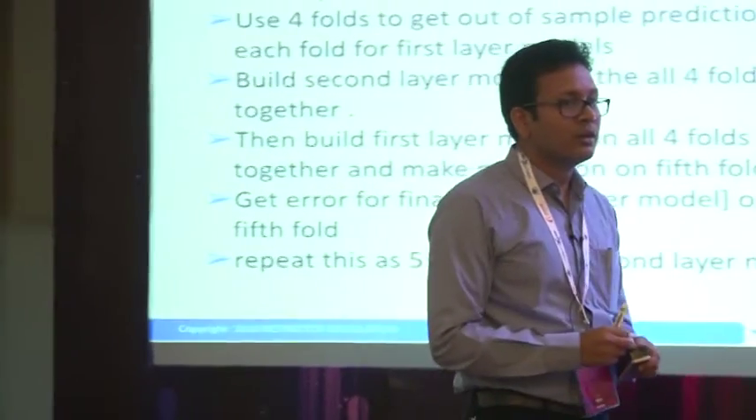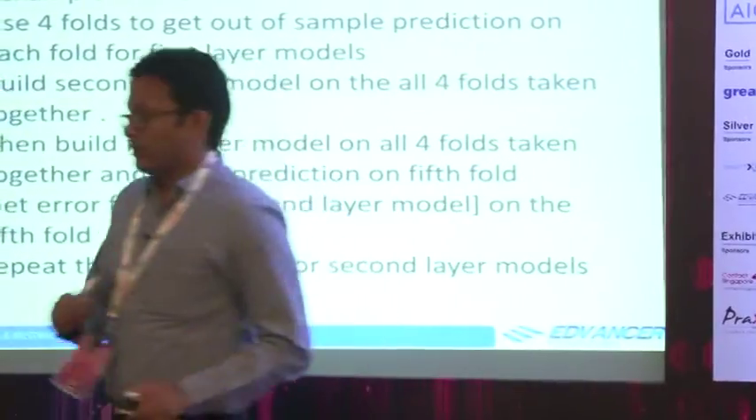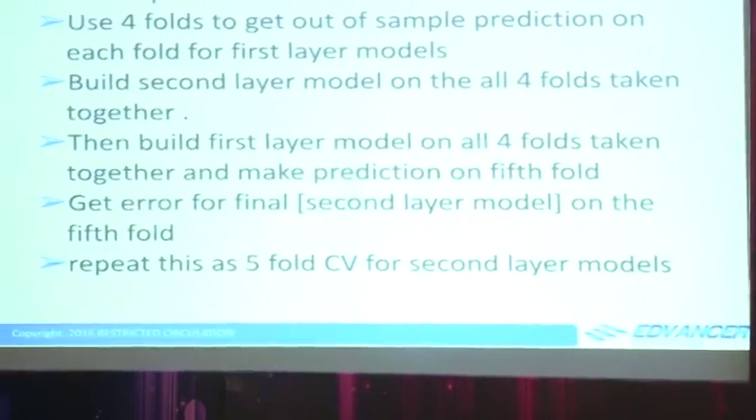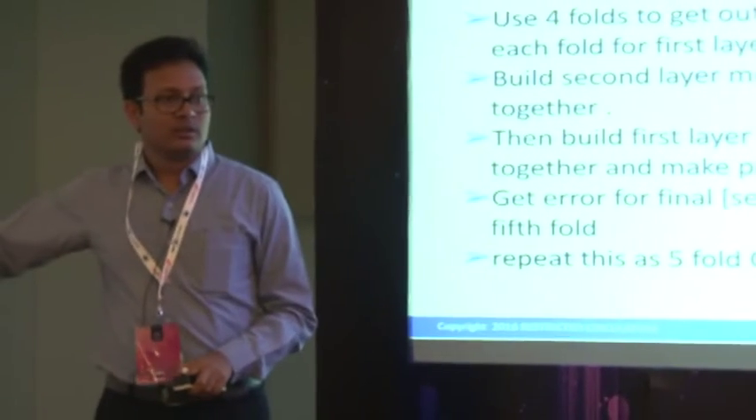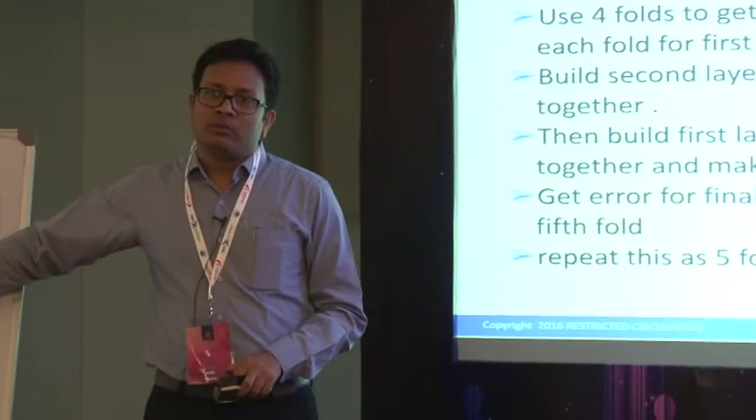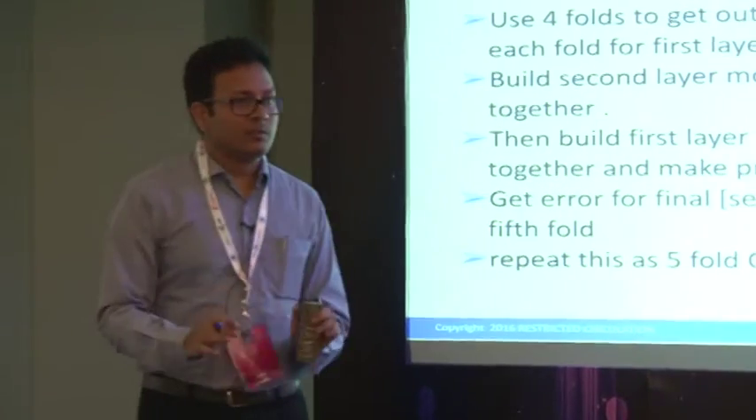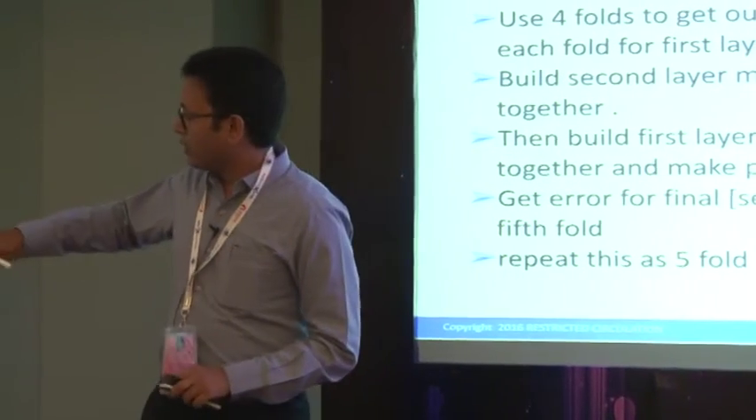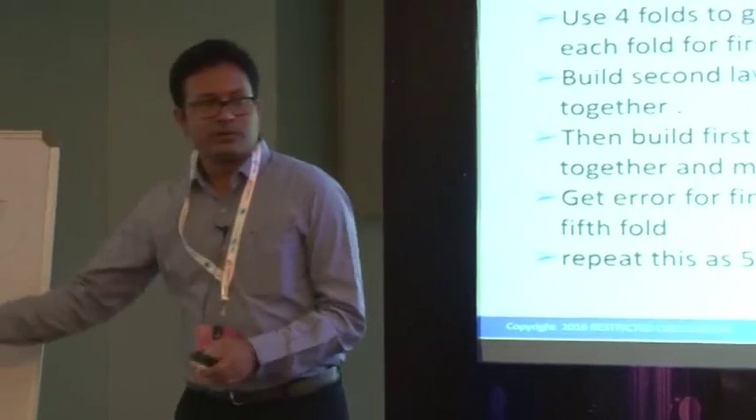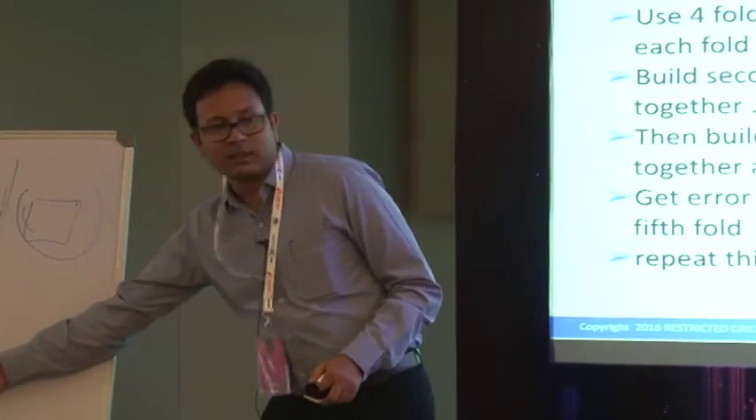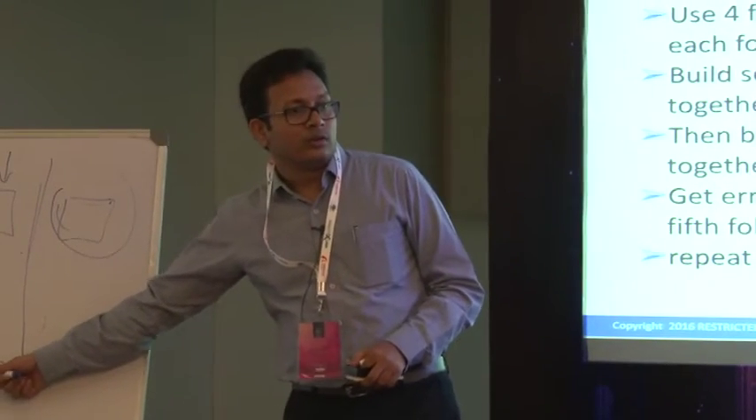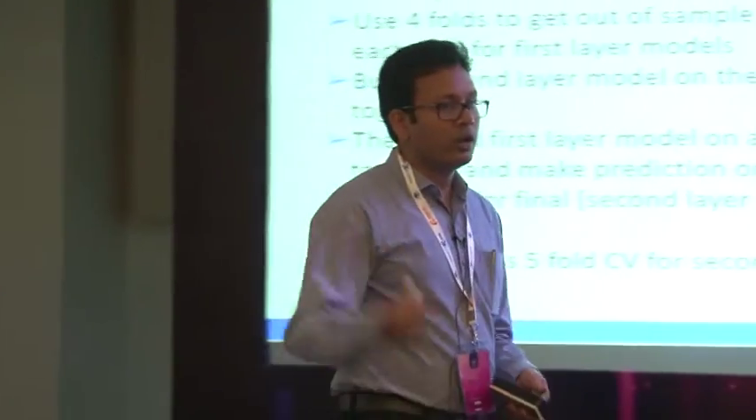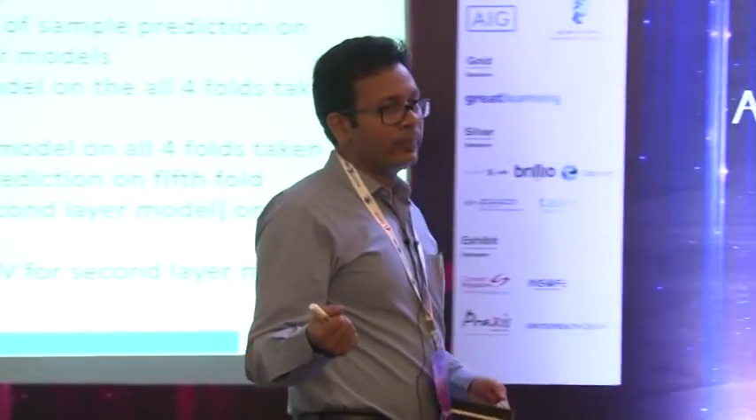Won't that be overfitting? Why will I not be overfitting? Because the leakage of information is not happening, in the sense that I'm not utilizing now the first layer of model prediction for fitting the second layer of model. Second layer of model was fit on out of sample predictions only.